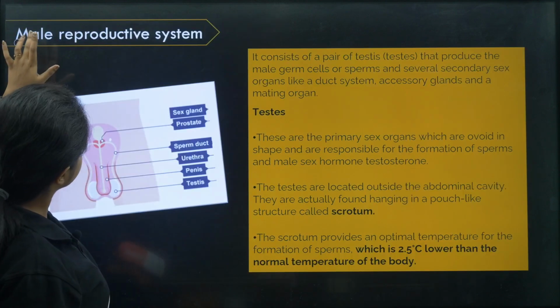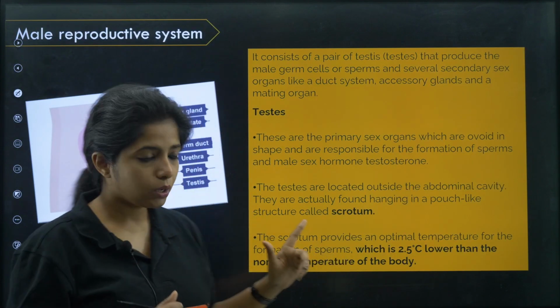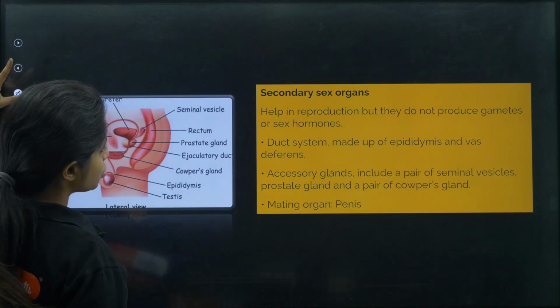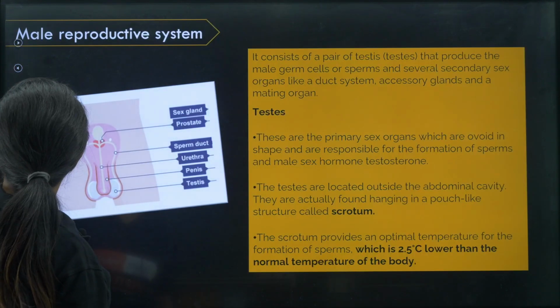Okay, yes, so let's talk about the male reproductive system, and then we are going to go ahead. Okay, so what is given in your book, we are going to just discuss about that, nothing else, my dear children. So let me just make a small diagram fast.